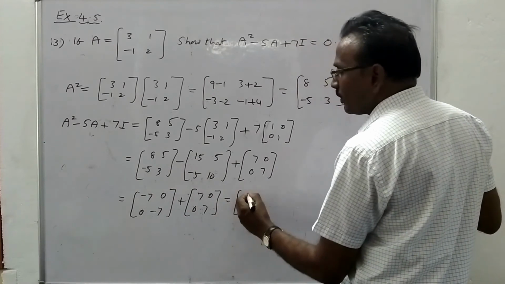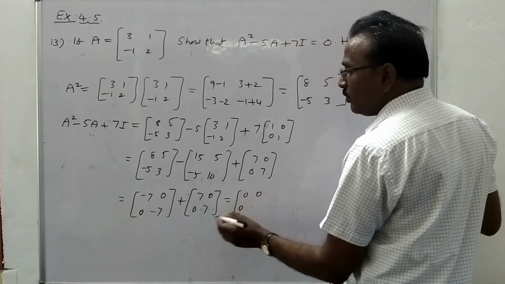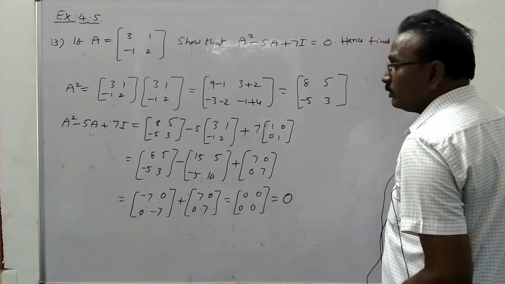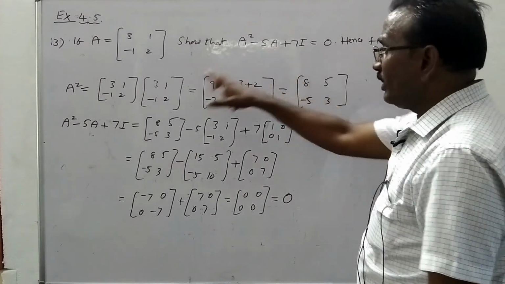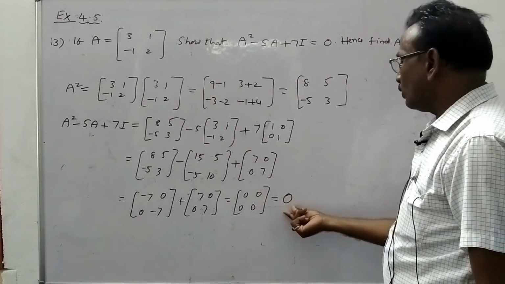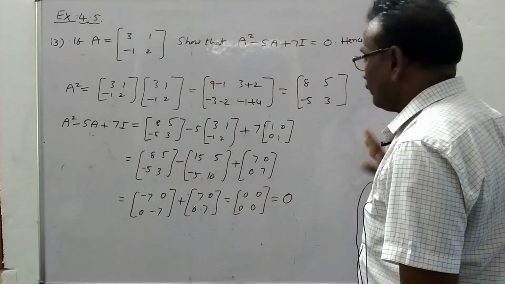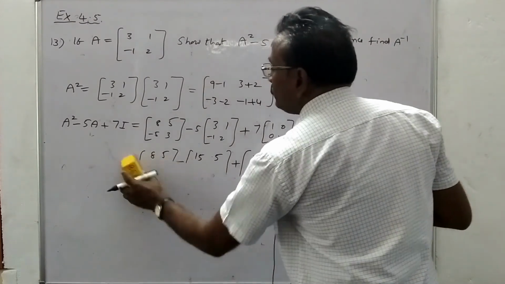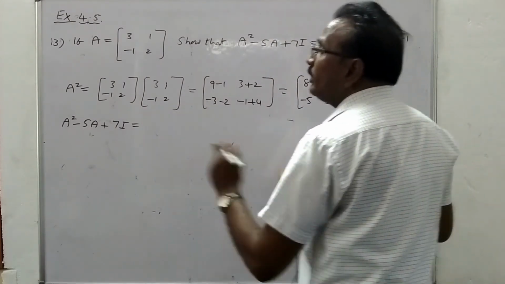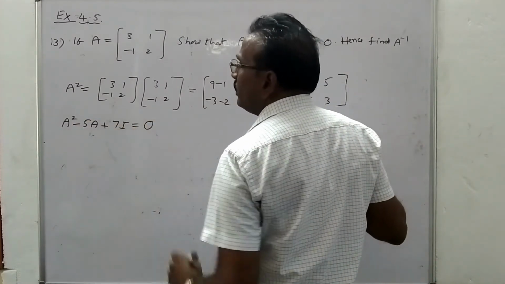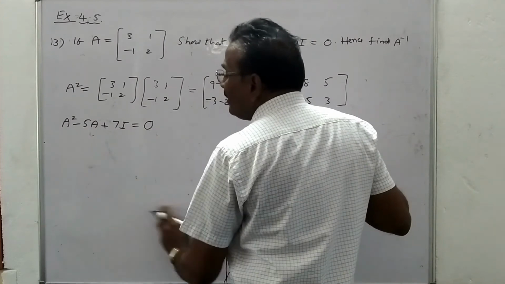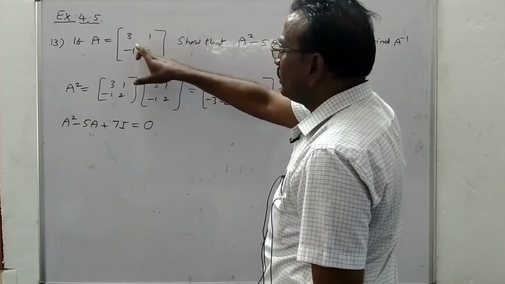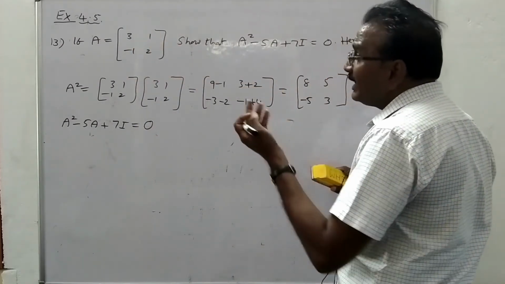Plus the third matrix 7 0 0 7: minus 7 plus 7 is 0, 0 plus 0 is 0, 0 plus 0 is 0, minus 7 plus 7 value is 0. So this is the null matrix of order 2, this is O, so this is RHS. So clearly A square minus 5A plus 7I is O, the null matrix of order 2, and hence find A inverse, that is the question. Here already proved. To find A inverse, the determinant of A: 3 2s are 6, minus minus plus 1, so determinant value is 7, so it is a non-singular matrix.